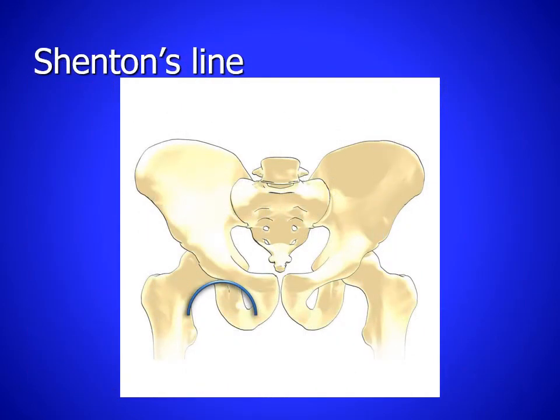One way of identifying neck of femur fractures is looking at Shenton's line. Shenton's line is an imaginary line drawn along the inferior border of the superior pubic ramus and along the inferior medial border of the neck of the femur. This line should be continuous and smooth.